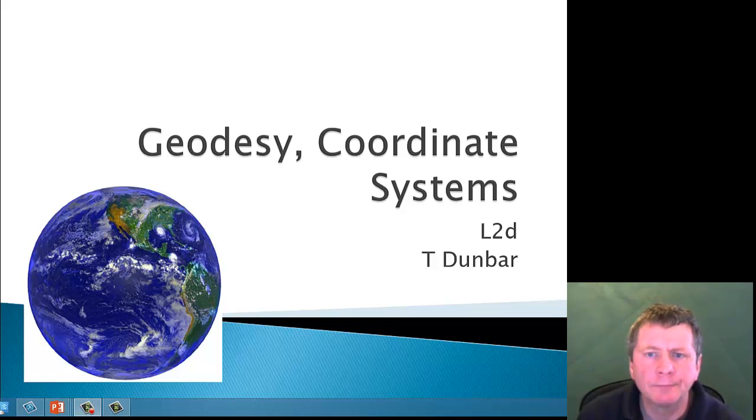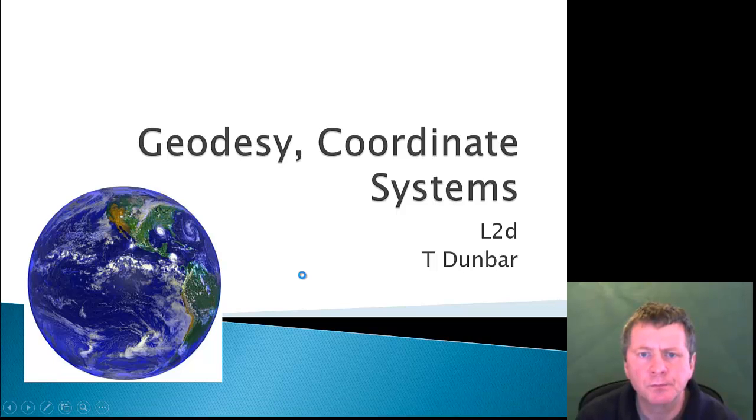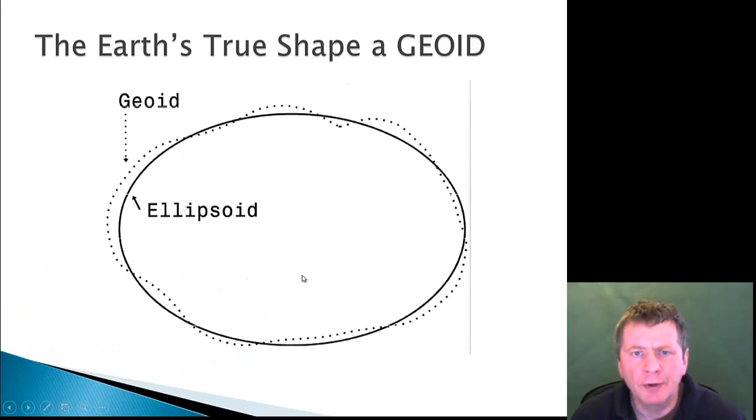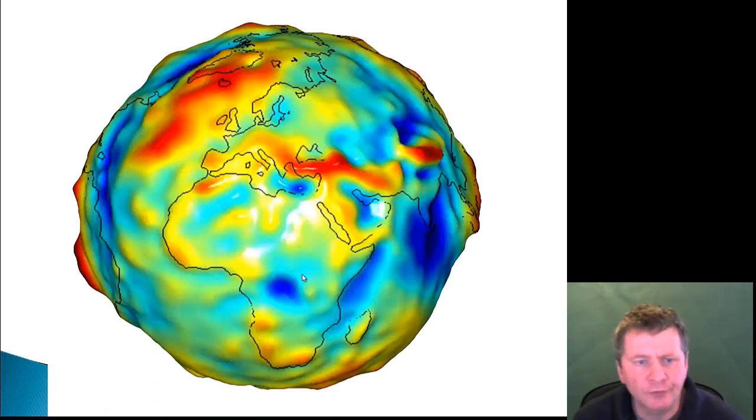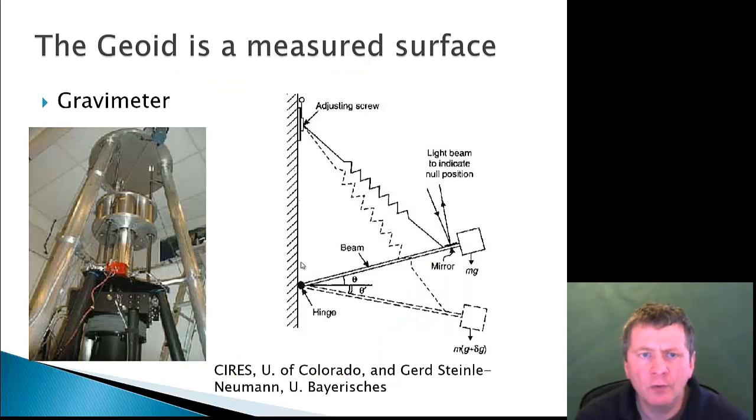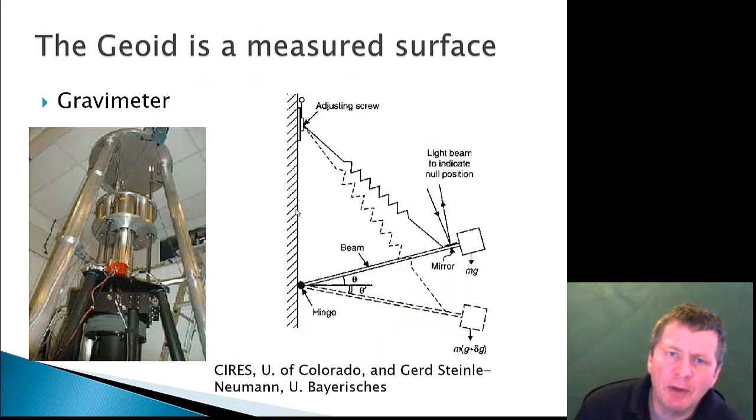A little more on coordinate systems and making measurements. Okay, so the Earth's true shape is a geoid, and exaggerated, it looks like this. Now, how do we measure this? So it's a measured surface.